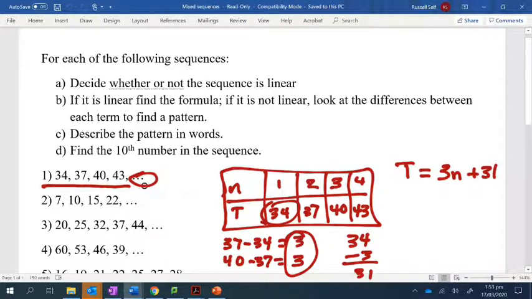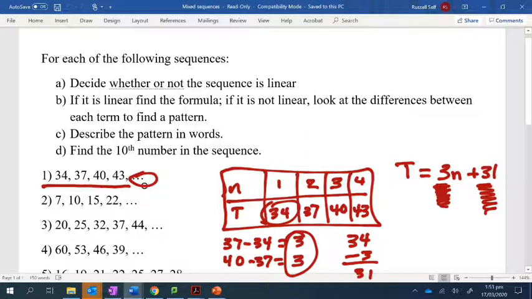Now, let's describe the pattern in words. This is something that you're going to be asked to do. So for each number, I'm going to multiply it by what? 3. And then add what? 31. So to find the next term, multiply n by 3 and add 31. Keep it simple, but make sure it's a descriptive enough sentence that someone else could do it.